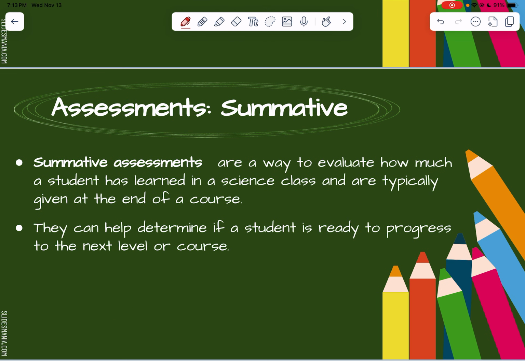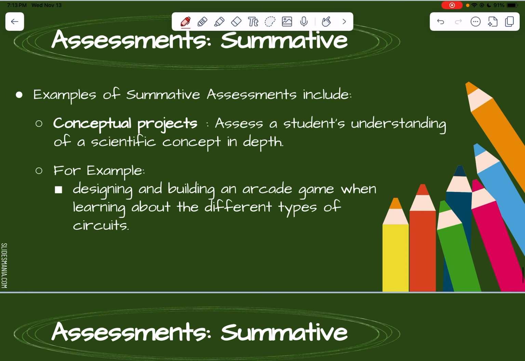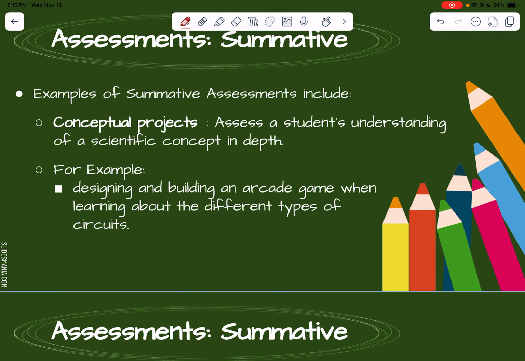And the last type of assessment we're going to talk about is summative assessment. Summative assessments are a way to evaluate how much a student has learned in a science class and are typically given at the end of a course. They can help determine if a student is ready to progress to the next level or course. Examples of summative assessments could include conceptual projects that assess a student's understanding of a scientific concept in depth. For example, they can design and build an arcade game when learning about the different types of circuits.